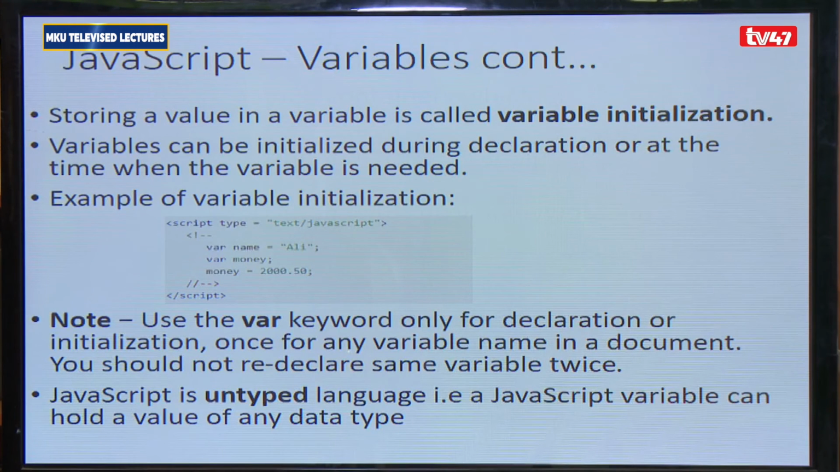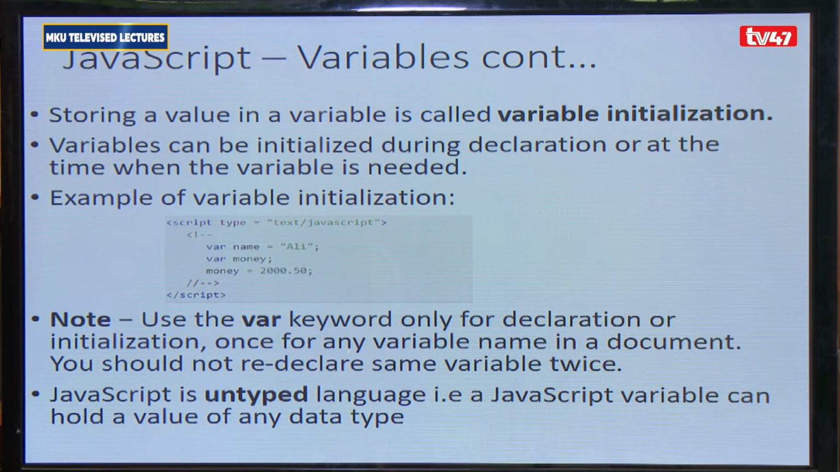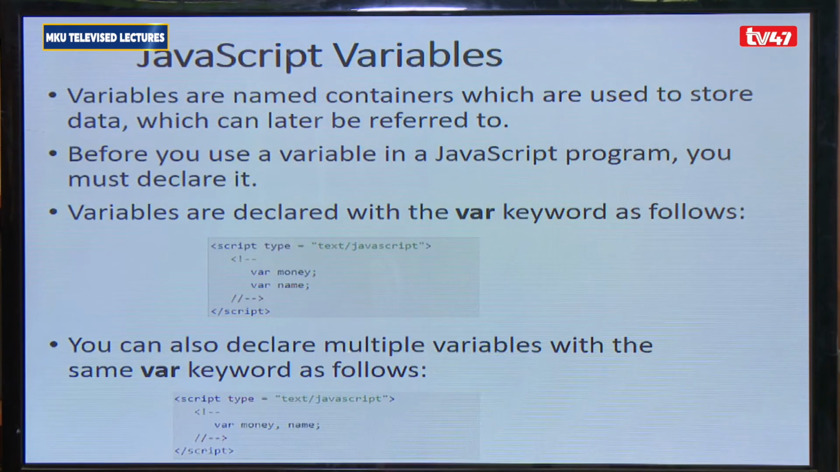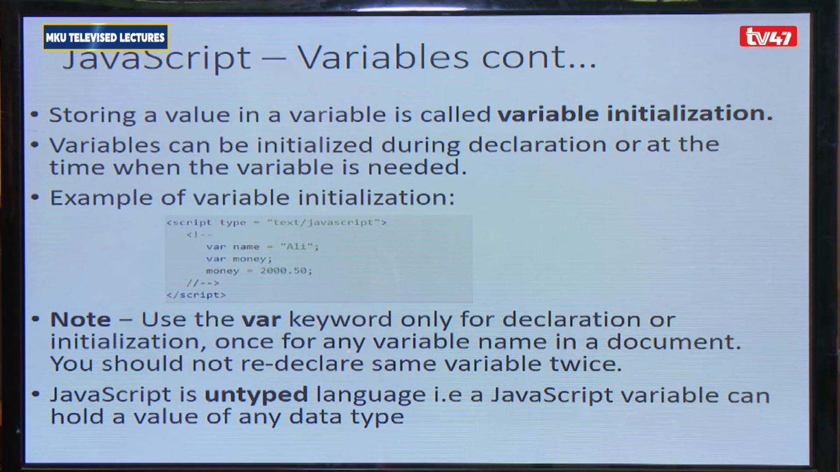Now, variable initialization involves storing a value in a variable. Now, in our previous example, what we have done is just declaring a variable. We have just declared a variable, but we have not initialized that variable with any value. But you may decide as a programmer to initialize your variable with a value. Now, variables can be initialized during declaration or at the time when you need to use the variable. So you may do it during declaration as you're declaring the variable, or you may do it within the place where you want to now use the variable.